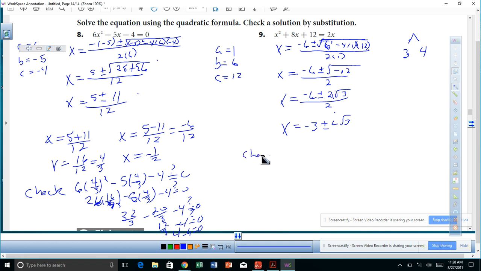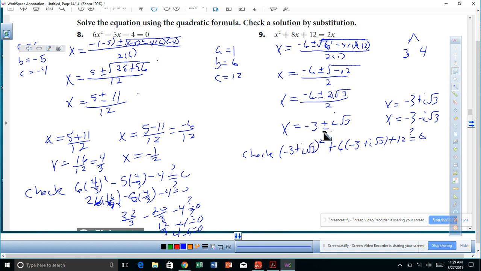So let's do our check. Our solutions are X equals negative 3 plus i times the square root of 3, and X equals negative 3 minus i times the square root of 3. So here's our check. I've got X squared, so that's negative 3 plus i times the square root of 3, squared, plus 6 times negative 3 plus i times the square root of 3, plus 12, and does that equal 0?